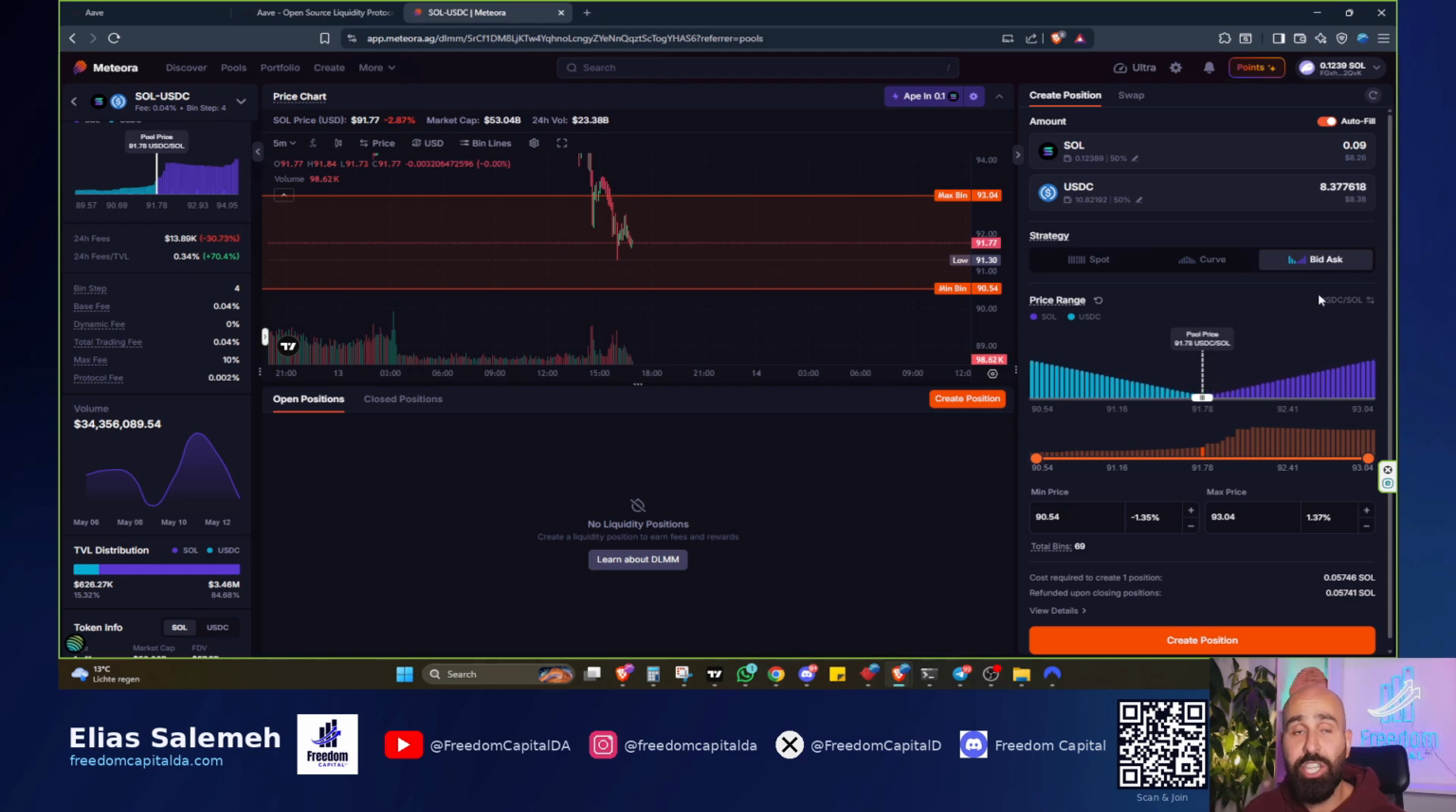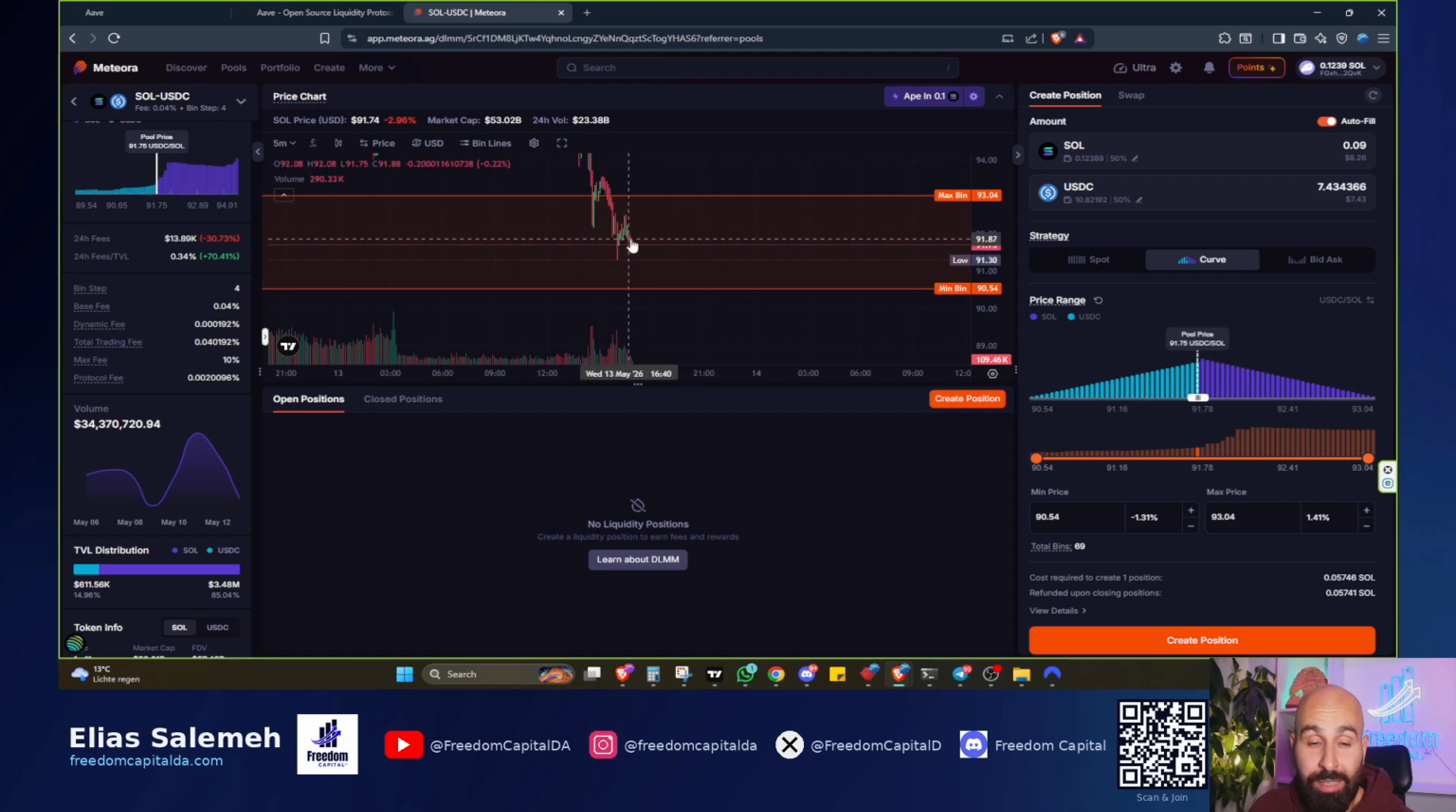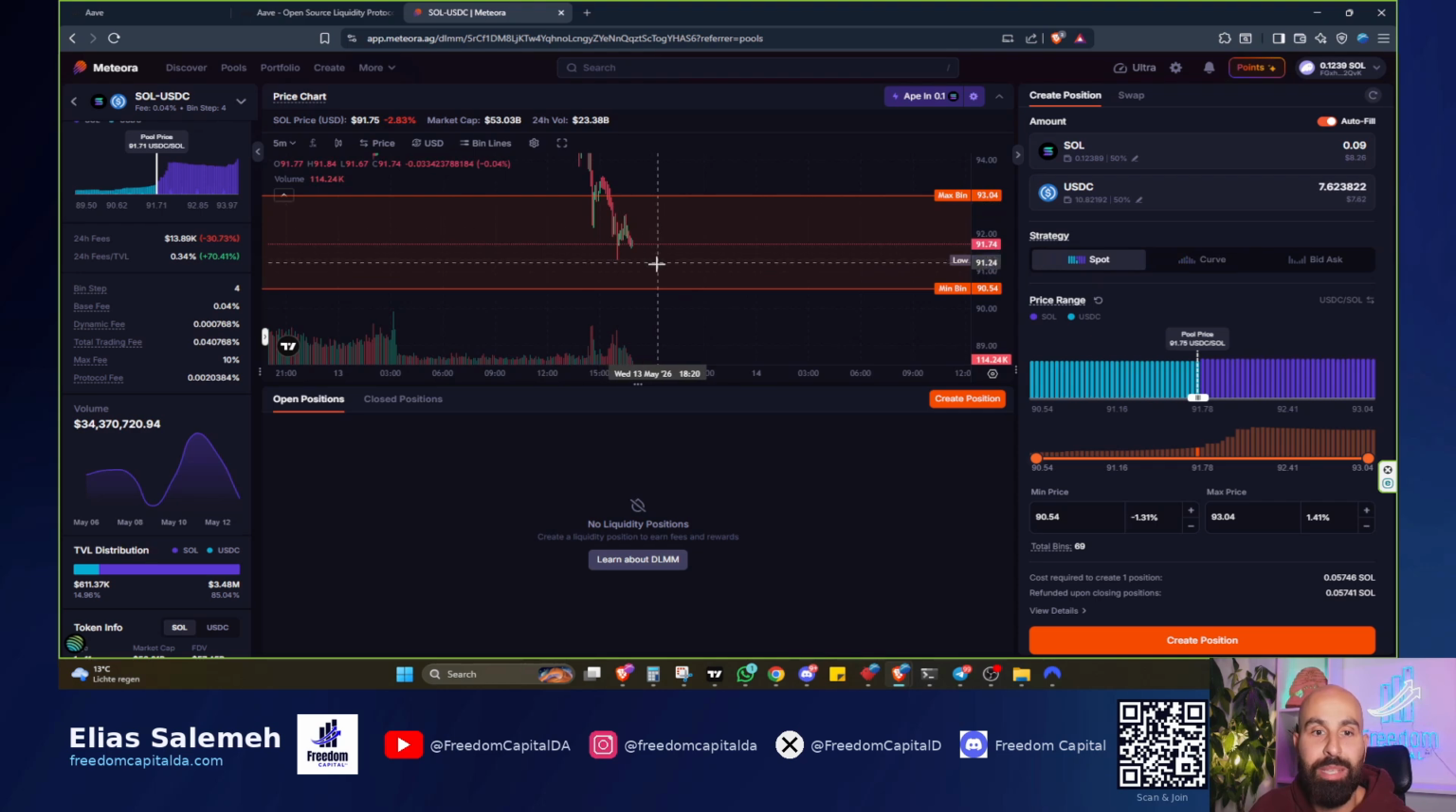And then the final strategy is bid and ask, whereby you have very little liquidity in the middle, and the biggest liquidity is spread across both edges of my full range. So here I will have most of the liquidity here and here, very little liquidity here. In this strategy, I will have most of my liquidity here, very little liquidity on the edges, and then the spot will be spread out equally amongst all that price range.